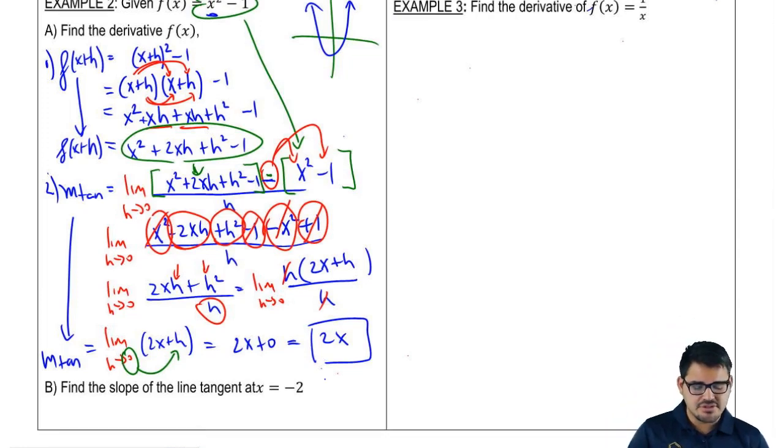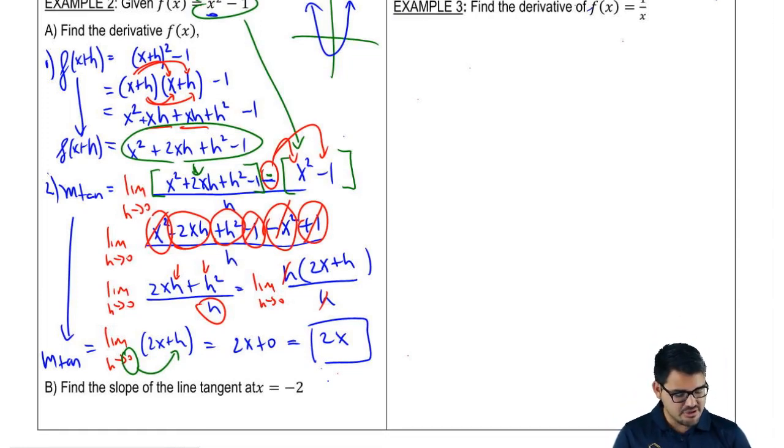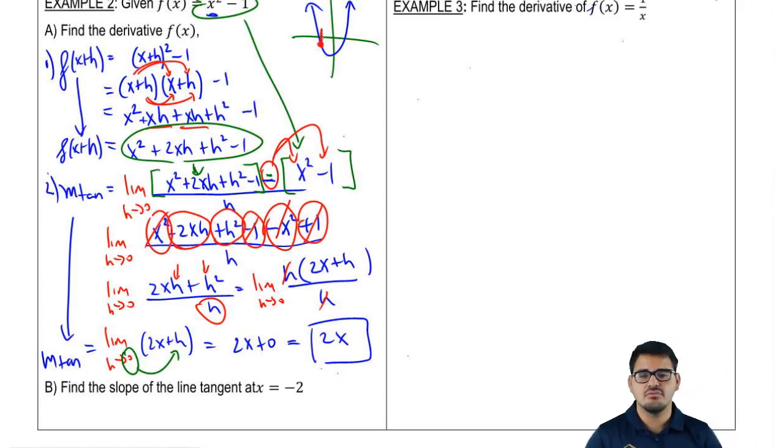Right? So here I'm going to ask you to find the slope of the tangent line at x equal to negative 2. So let's say we go straight up to our graph. And negative 2, let's say it's like here. And let's say that's where it hits the graph, right?